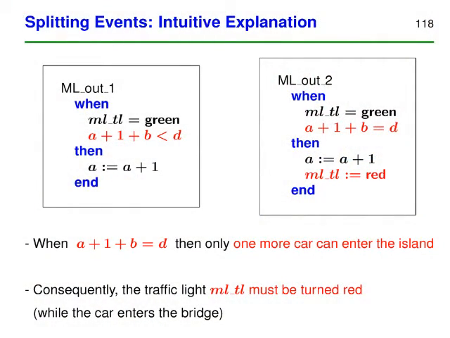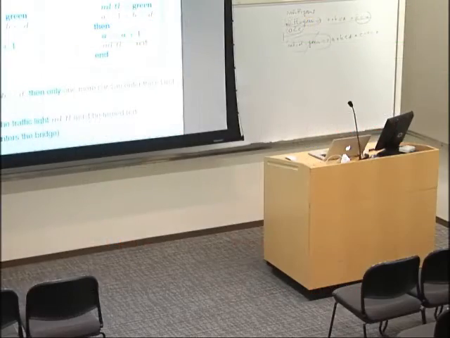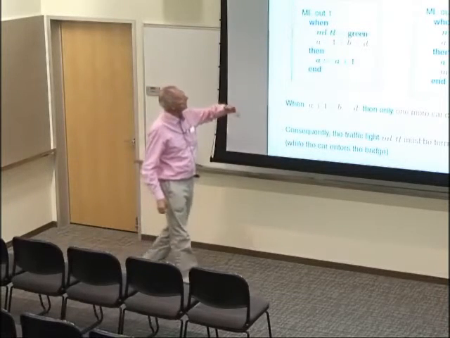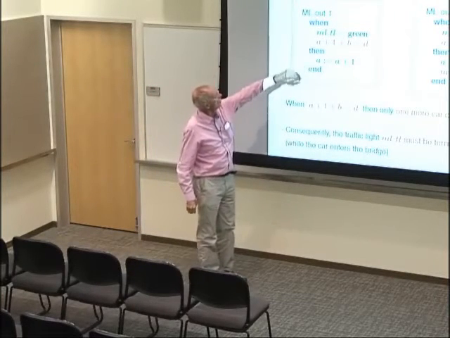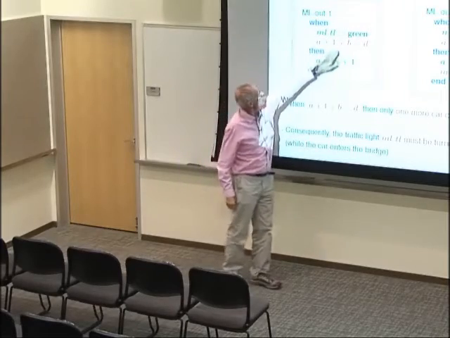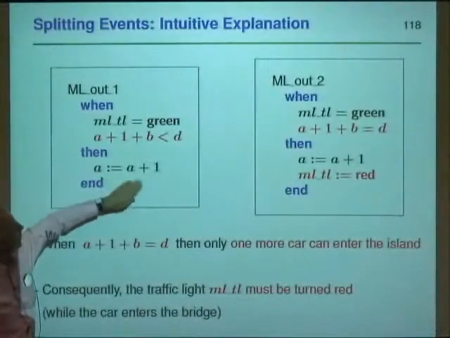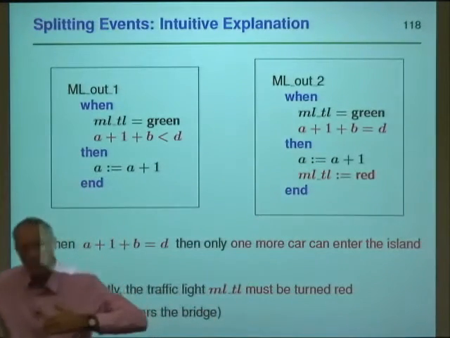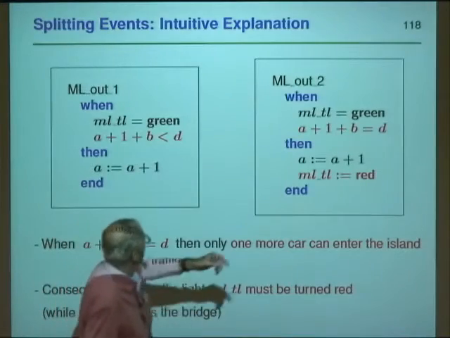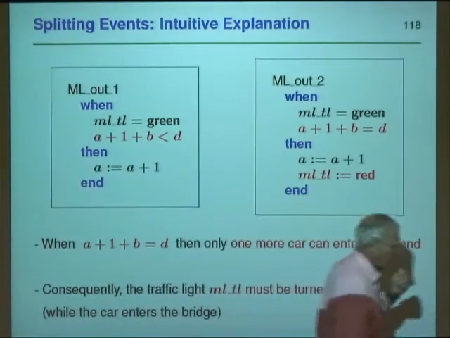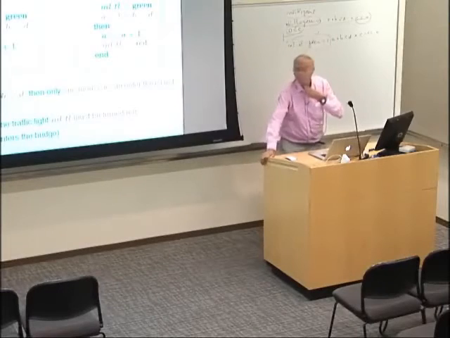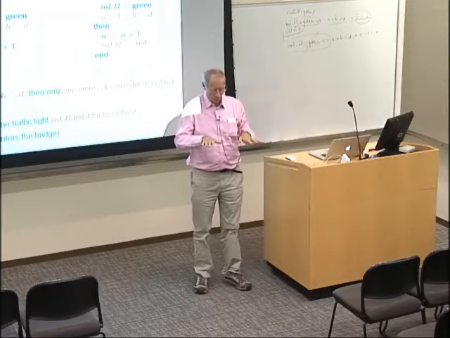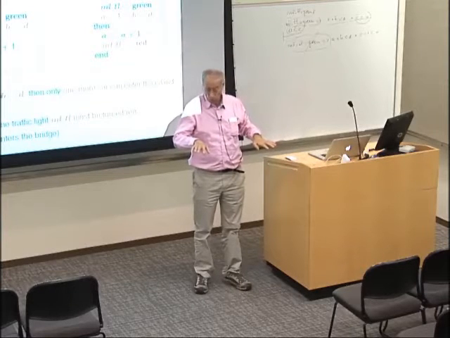We figure out also that the event ML out, going out of the mainland, has to be split into two. Either A plus B plus 1 is smaller than D, so we can do that, or A plus 1 plus B is equal to D, so we reach the maximum, and therefore at this moment we have to change the traffic light to red. Okay, so it is possible when you do a refinement that you split an event into 2 or 3 or more.